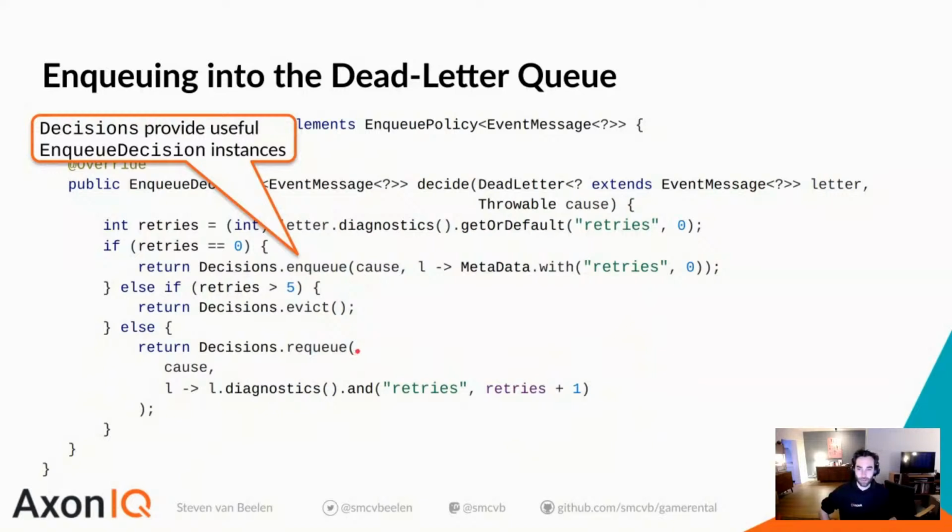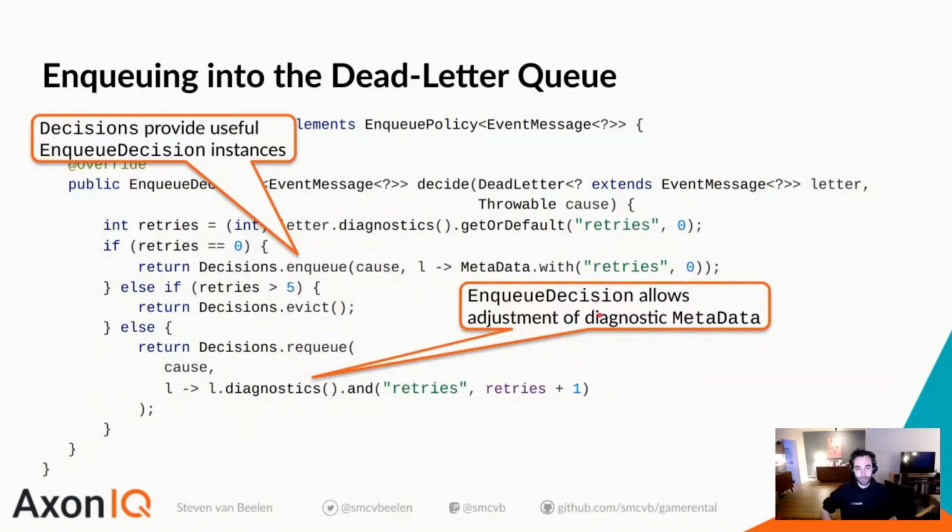We see at the first case, for example, if there are 0 retries, we enqueue with the cause so that we actually store it. And we provide metadata. It's this metadata that is the second interesting bit, because it allows you to add so-called diagnostic information to the dead letters that you store. It's these diagnostics that you can use to append any type of information that you think is valuable for your dead letters. The framework will, by default, not add any diagnostics.